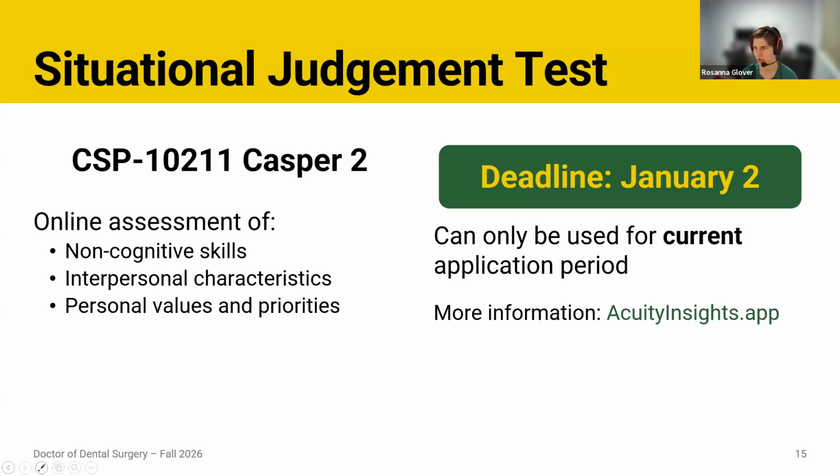So what's the Casper test? It's an online assessment that looks at your non-cognitive skills, interpersonal characteristics, personal values, priorities, all these things that are believed to be important to be a dentist. Deadline for that is January 2nd, and they usually offer them between July to December. These can only be used for the current application cycle. So if you have to apply year after year, you have to do the test year after year. If you want to learn more about that, it's offered by Acuity Insights.